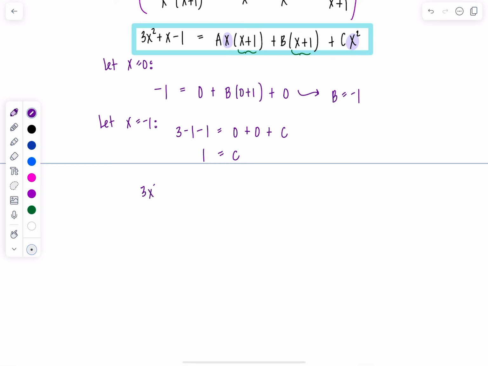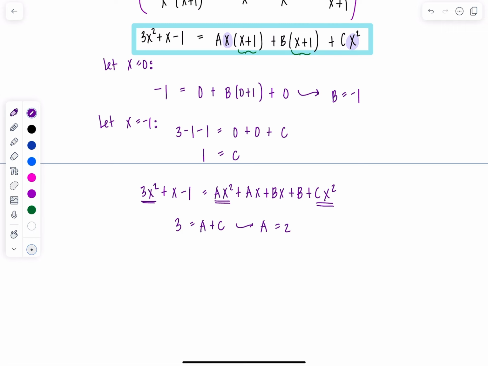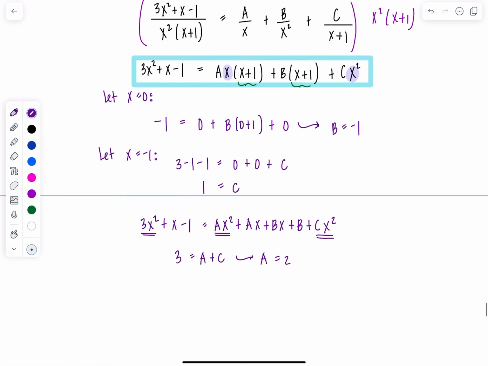So we have 3x squared plus x minus 1 equals ax squared plus ax plus bx plus b plus cx squared. And if I collect the coefficients on all of the x squared terms, I can see that 3 equals a plus c. And I already know c is 1, so that means a must be 2. Whew, okay, so the worst is over.